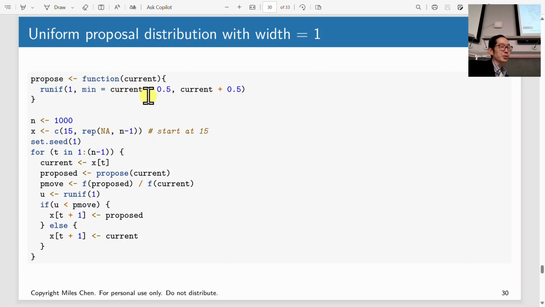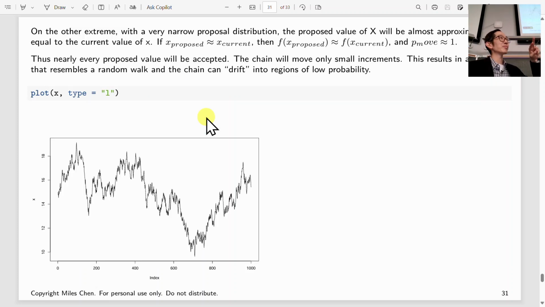Here, I have a proposal distribution where the values I propose will be either my current value plus 0.5 or my current value minus 0.5. So I have a width of 1. If I'm at 15, I might propose 15 and a half, 14 and a half, 15.2, 14.8, something from 14 and a half to 15 and a half.